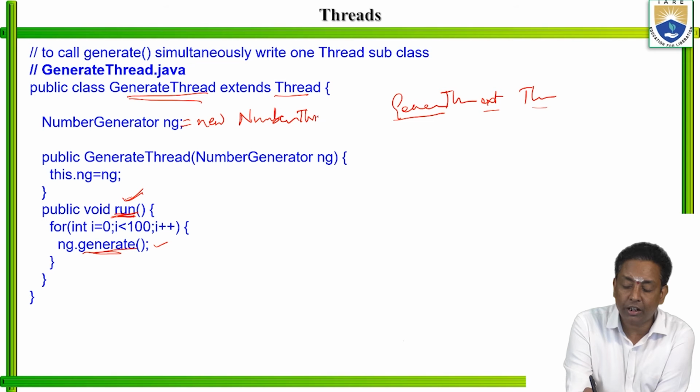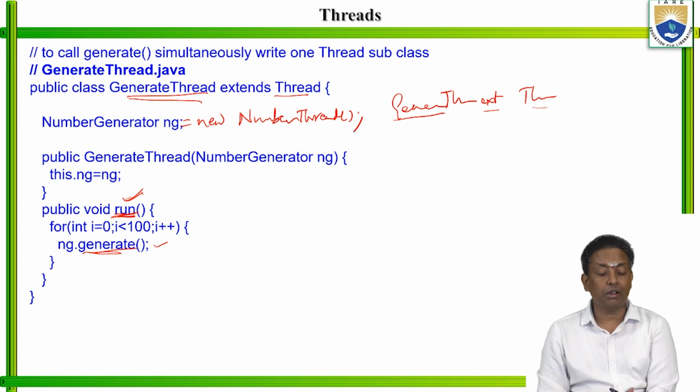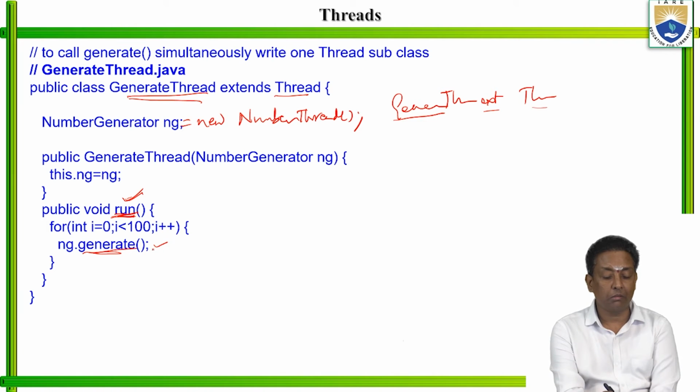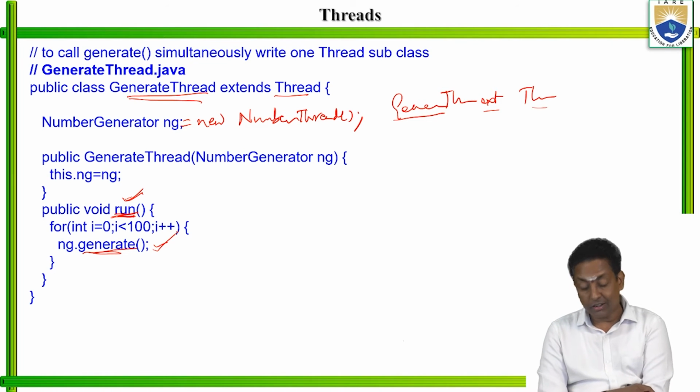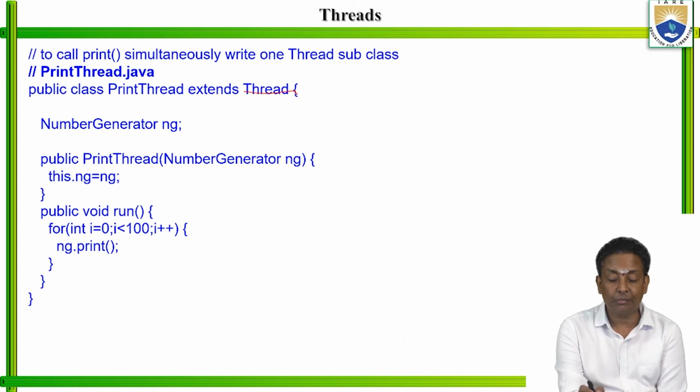Whenever you want an object of any class, you can directly create the object like this. Simple. You create one new object of NumberGenerator and call numberGenerator.generate. Same thing you do in PrintThread also. In PrintThread, you extend from the Thread class, override the run method, and in the run method you call the print method 100 times.